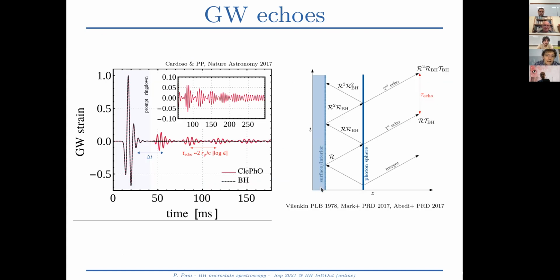In fact, there has been a lot of modeling about this effect recently. What you can see is that these echoes, which are repeated signals of the former prompt ringdown, modulated and refiltered by this barrier, are separated by a term logarithmic in epsilon. The picture you might have in mind is that the photon sphere and the surface interior of the object reflect, and each time an echo is filtered by this barrier, by this reflection coefficient, and by the black hole reflectivity and transmission coefficient.